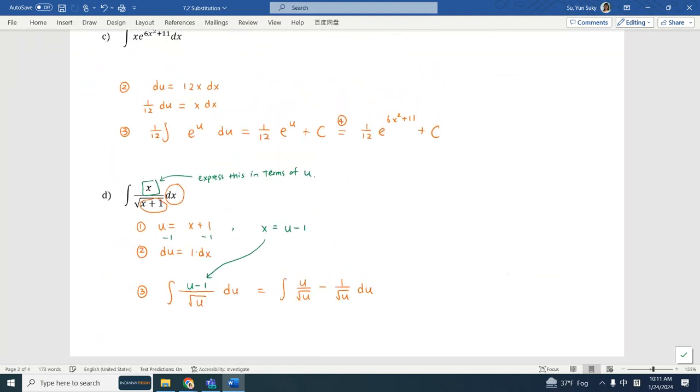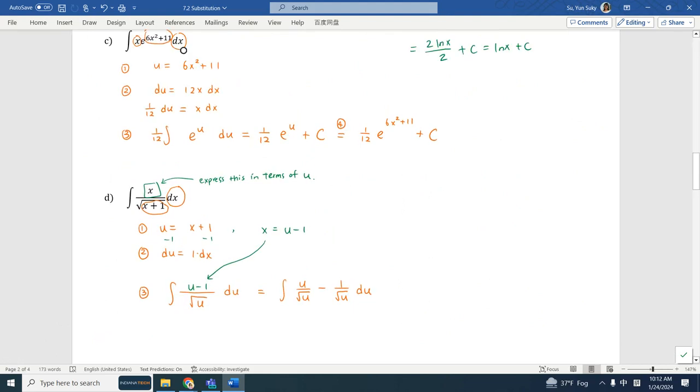Okay, let me make it smaller. So we finished this problem. We make the problem harder, so we change this to 6x squared plus 11 to make it a little bit harder.